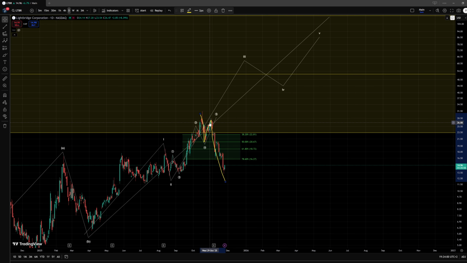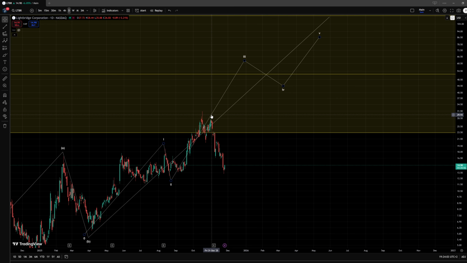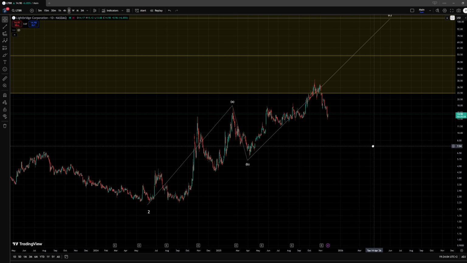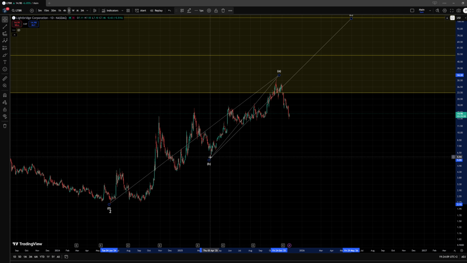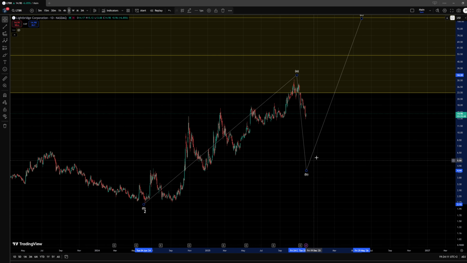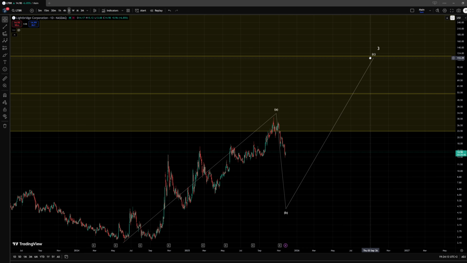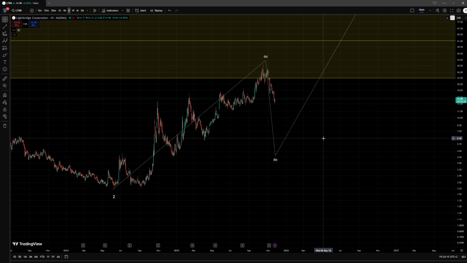Now, in that case, I don't really have many other options in this area, in this small time frame, except to consider that this was instead the larger wave A, and that we need to be watching out for an additional wave B before we can extend higher directly into the wave C.